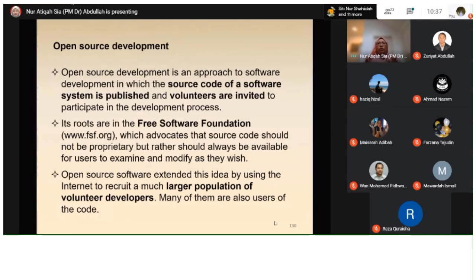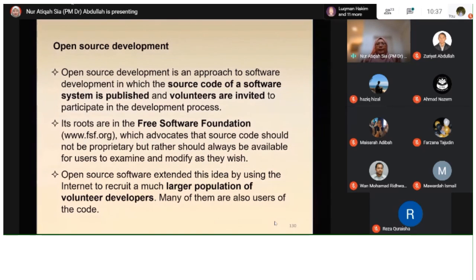But you have to bear in mind that the codes you download belong to open source and still belong to the owner of the codes. So walaupun dia kata free software foundation, however you are still bound to certain licenses and rules and regulations before you can commercialize it. Okay, before you can commercialize it. So open source development is a choice.